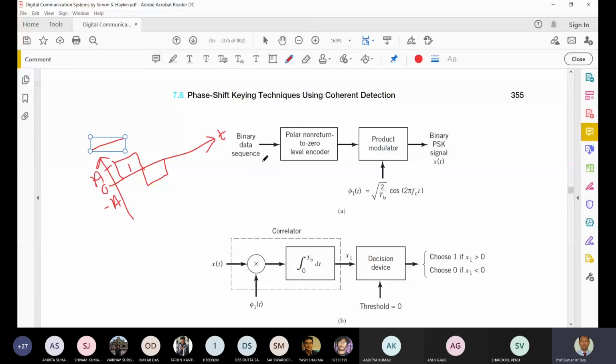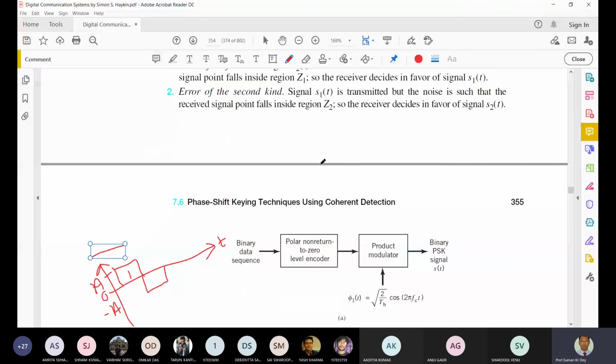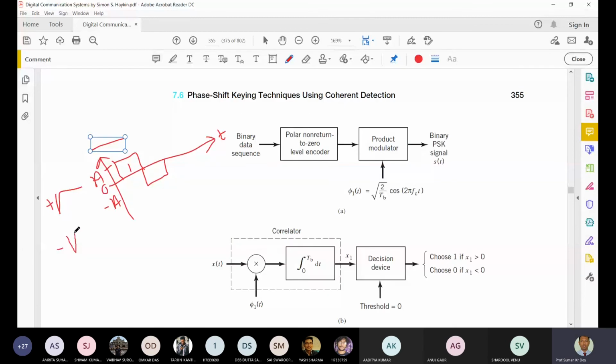Similarly, in the polar NRZ level encoder, what amplitude will we consider over there? What is the value for this system? Plus square root of EB and minus square root of EB. That is EB, energy per bit, and this is also EB. So these are the amplitudes for representing 1 and 0.